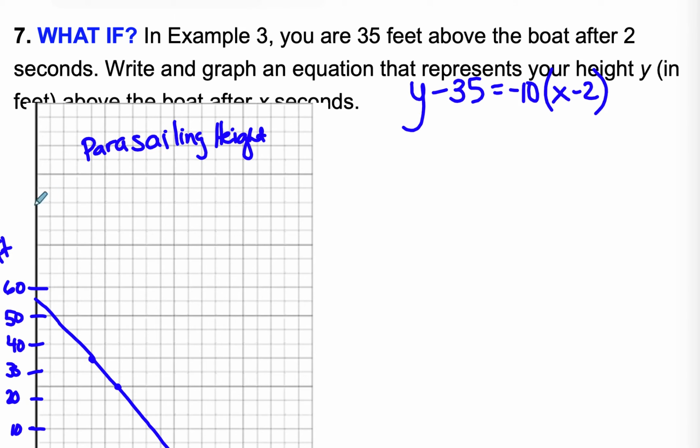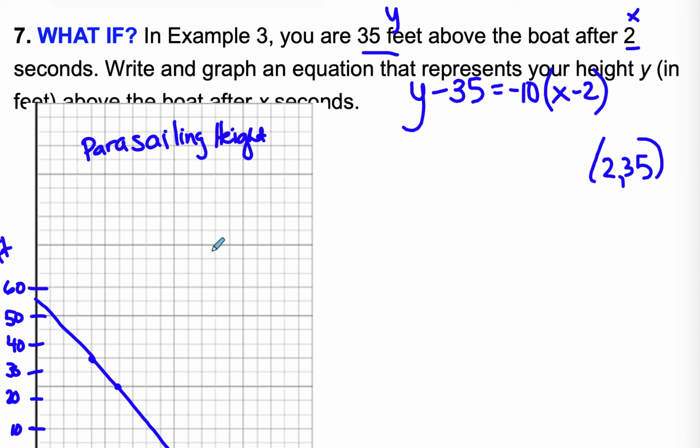All right, so here's my work. So my slope is still negative 10. It's the same situation as the last one. And my new ordered pair from this information, 35, that's how far above I am. That's my y. And 2 seconds is my x. That's like having the point, let's see, I'll write it down here. It's like having the point (2, 35) with the same slope of negative 10 as in my last problem. All right, so once I put that in point slope form, I have y minus 35, that's my y value, equals negative 10, my slope, times the quantity x minus 2, because 2 is my x value.